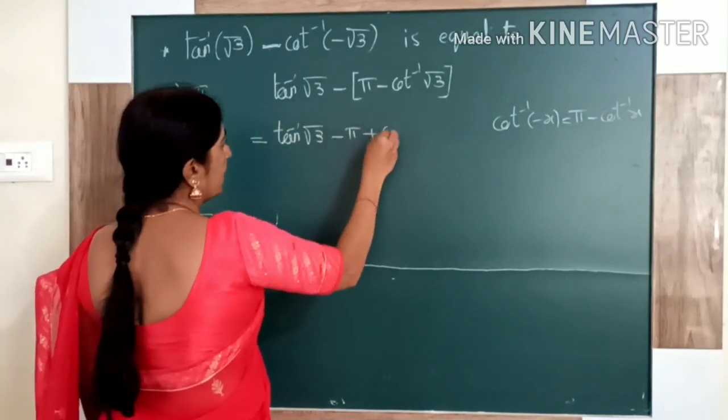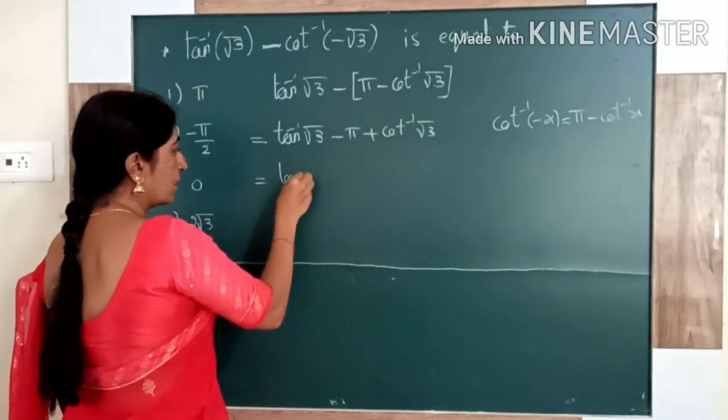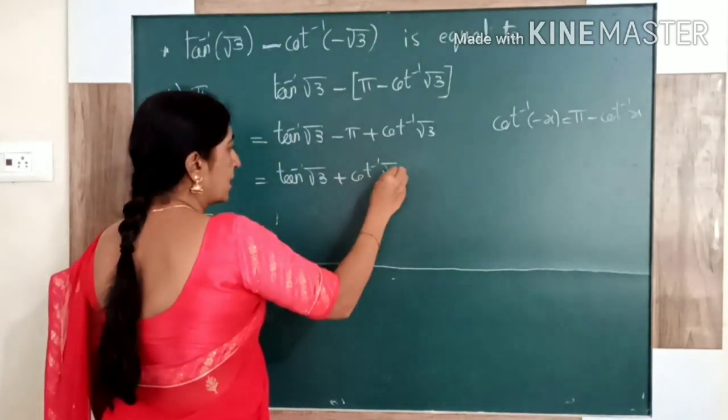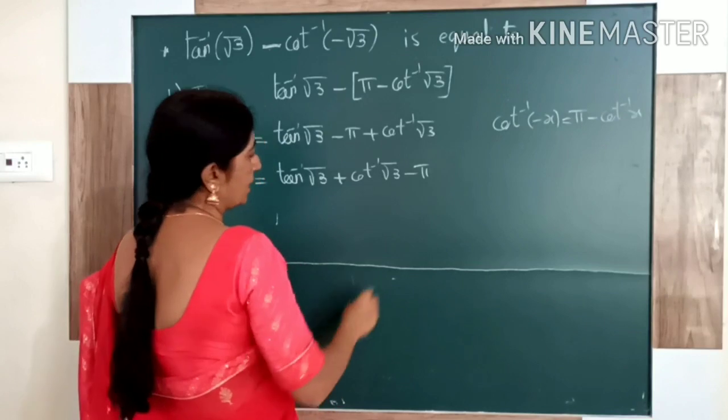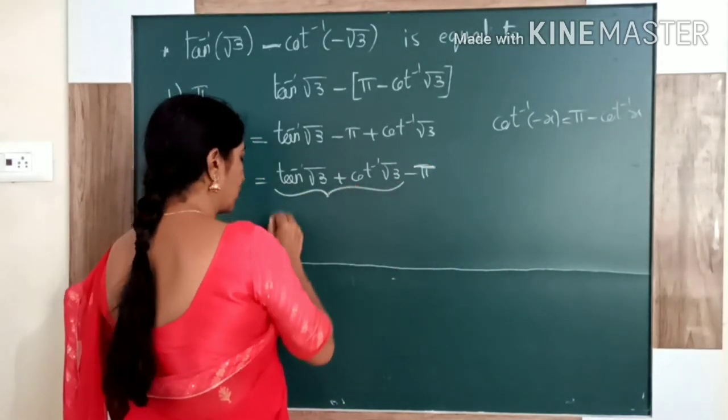Then remove the bracket. See here, now it is for you to understand. I am rewriting that once again, I am writing that step. Now tell me at least what is tan inverse root 3 minus cot inverse root 3?